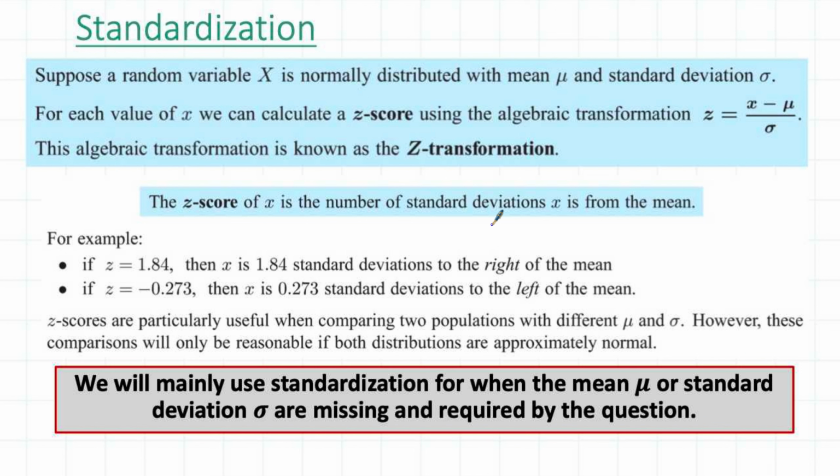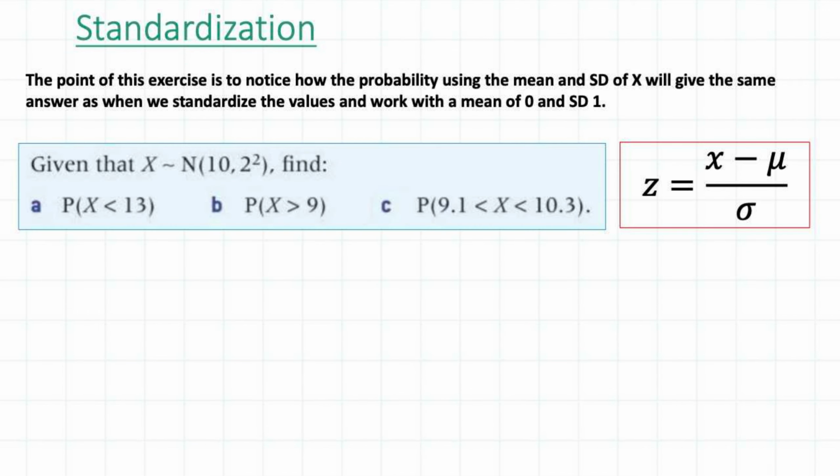So we will compute these z-scores, and as mentioned before, it's helpful when you have two different distributions and you want to compare them, so it's easier to standardize both of them and then make a comparison. And we will mainly use it if the mean and standard deviation are missing and required by the question.